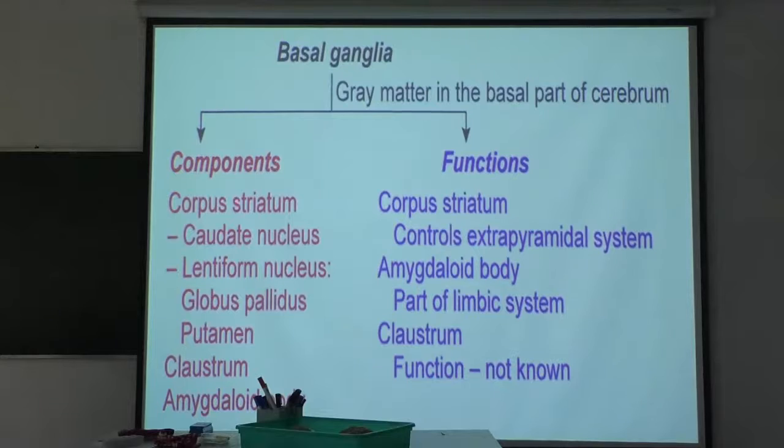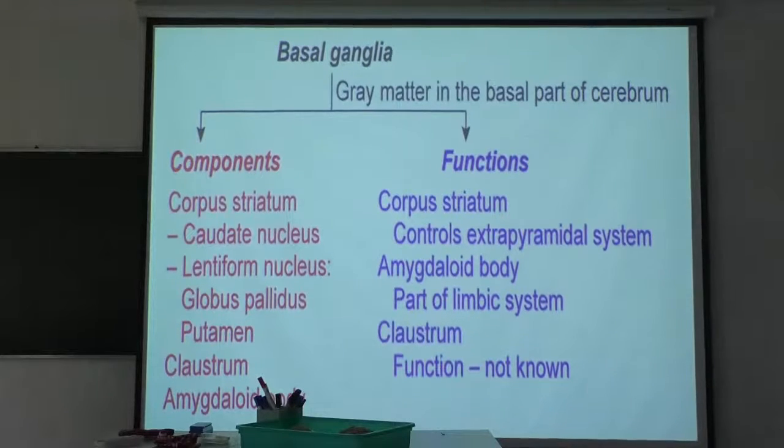So these are the components and here are the functions. Components are corpus striatum, claustrum and amygdaloid body. Corpus striatum consists of caudate nucleus and lentiform nucleus, which is again formed by globus pallidus and putamen. Functions: corpus striatum controls the extrapyramidal system, amygdaloid body is part of the limbic system, and the function of the claustrum is not known.